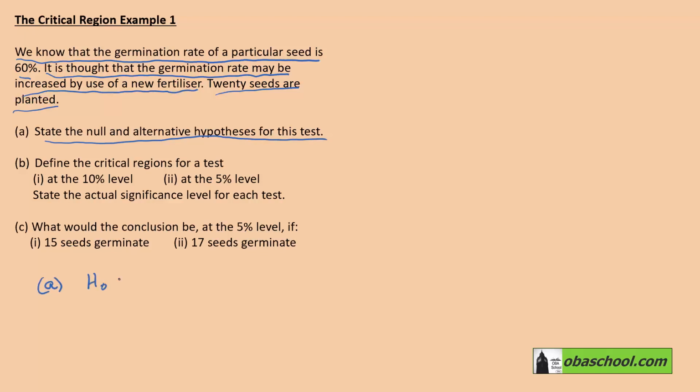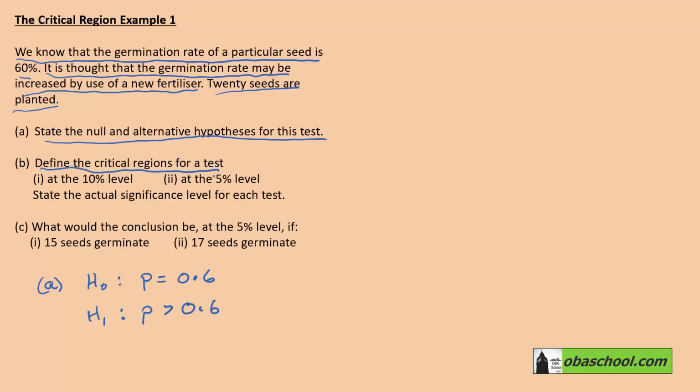So H0 is always the situation of no change. So we'll have P is equal to 0.6. Since we think that our new fertilizer might increase this, the alternative hypothesis would be that P is more than 0.6.